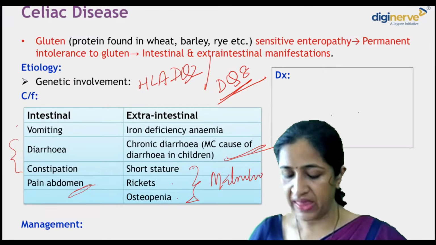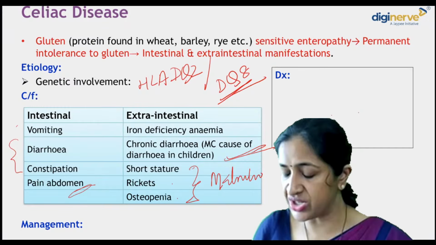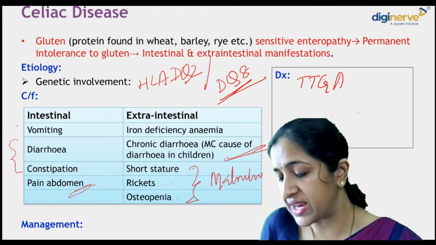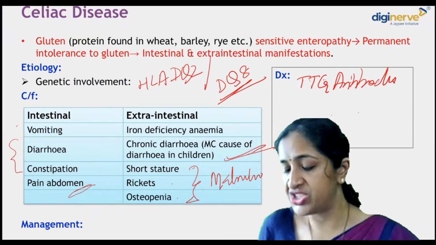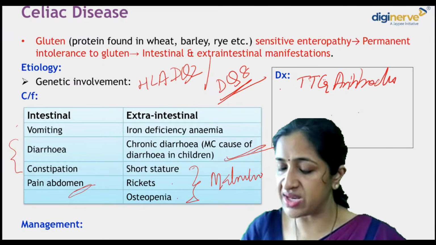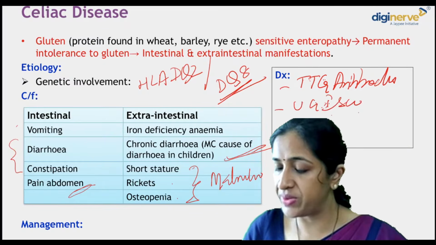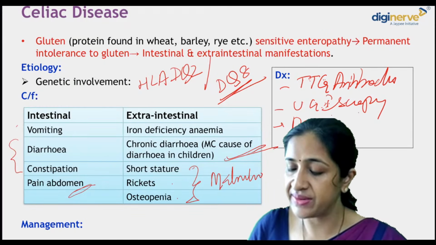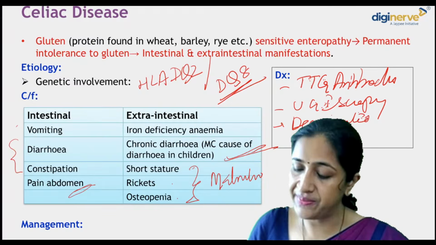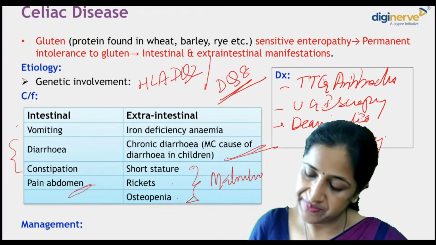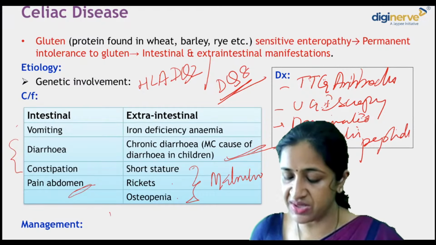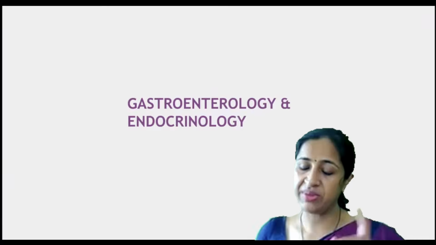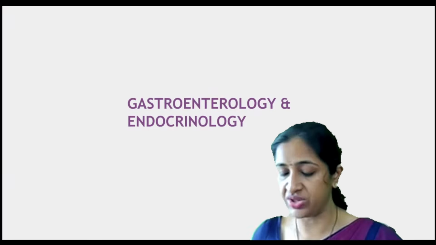Okay. Now, how are we going to diagnose this? You're going to do tissue transglutaminase antibodies, TGA, TTG, or the tissue transglutaminase antibodies, upper GI scopy, okay, and you're going to do deaminated gliadin peptide. Okay, they are the three diagnostic tests. Management is, you all know, gluten-free diet for life. Okay. Now coming to gastroenterology and endocrinology.